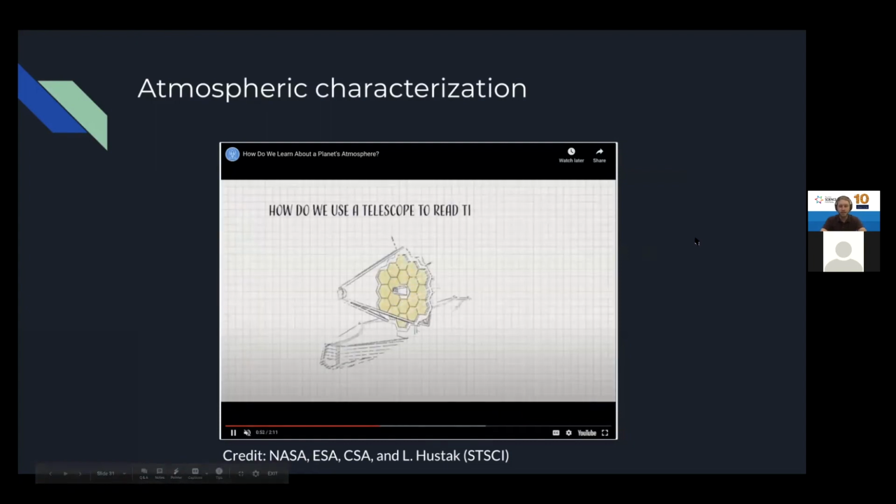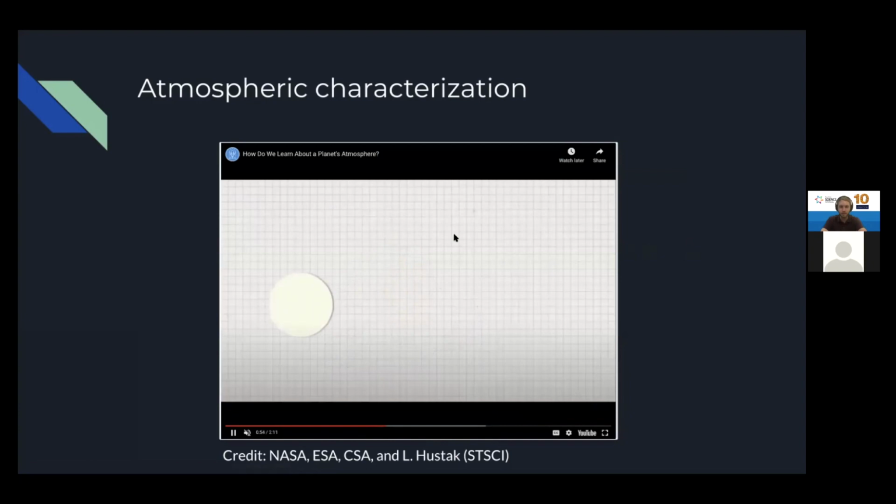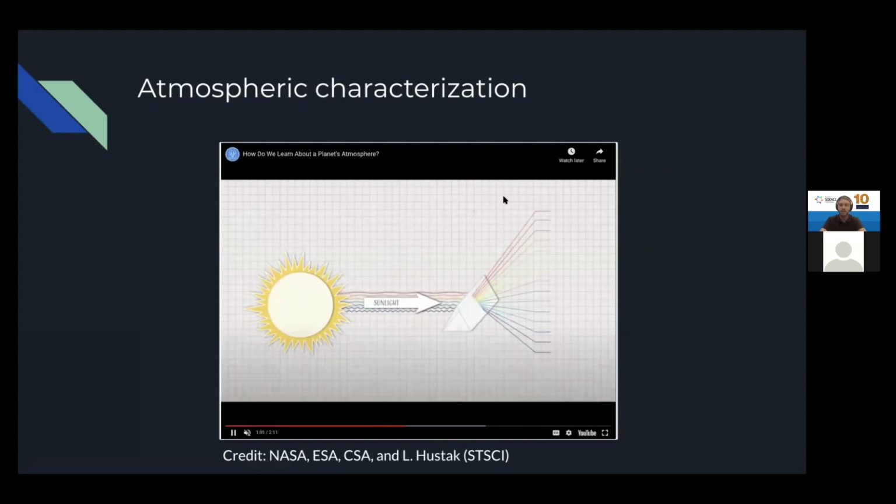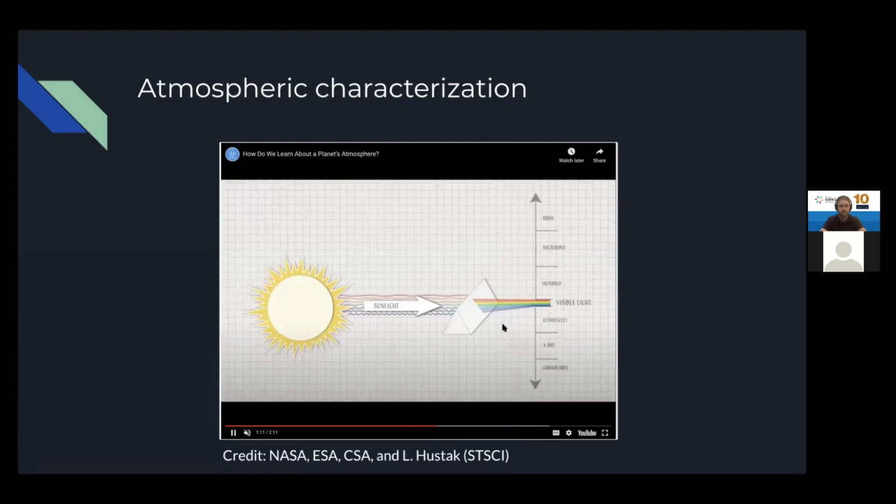So as you can see in this video, we have a cute little graphic of JWST. As the light from a star comes to us, we can split the light up into different wavelengths: red light, green light, blue light, but at other wavelengths as well, outside of the light that we can see, much longer wavelengths and much shorter wavelengths.